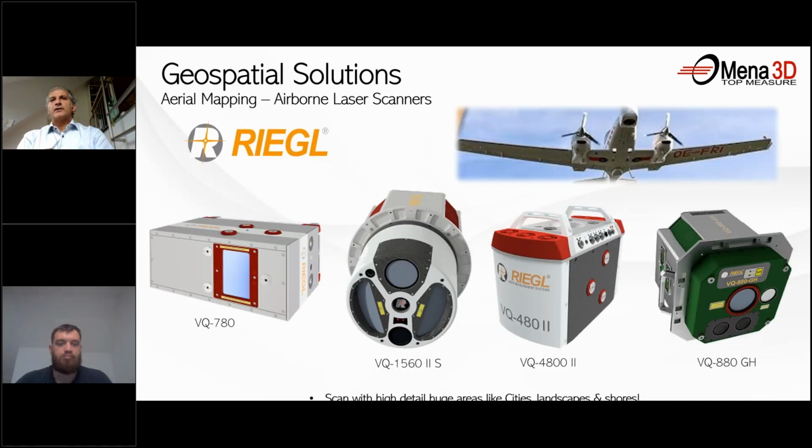With Riegl, we offer aerial mapping, airborne laser scanner, and Riegl is the world leader in providing a LiDAR solution and aerial mapping. The great advantage brought us to work also very closely with PhaseOne, that Riegl already has in their LiDAR system an integrated PhaseOne sensor. And like that, we could provide a complete solution from Riegl and PhaseOne. We work very closely together with both of them.